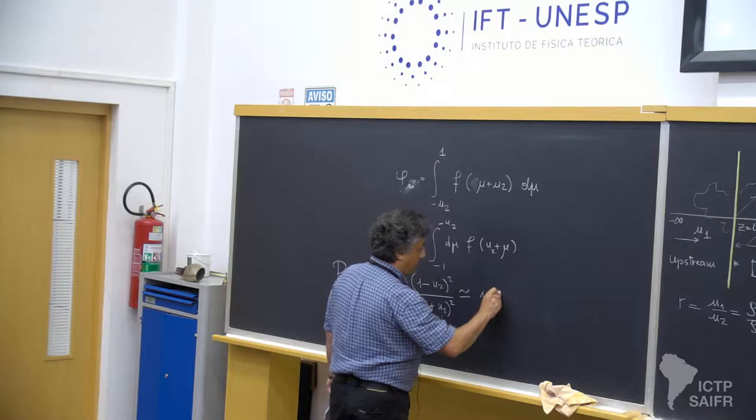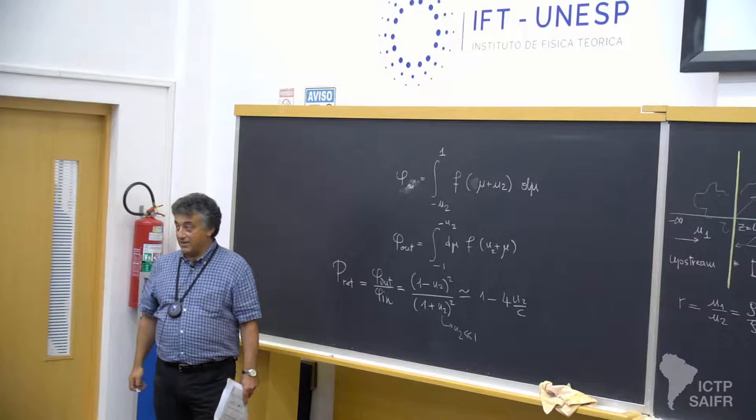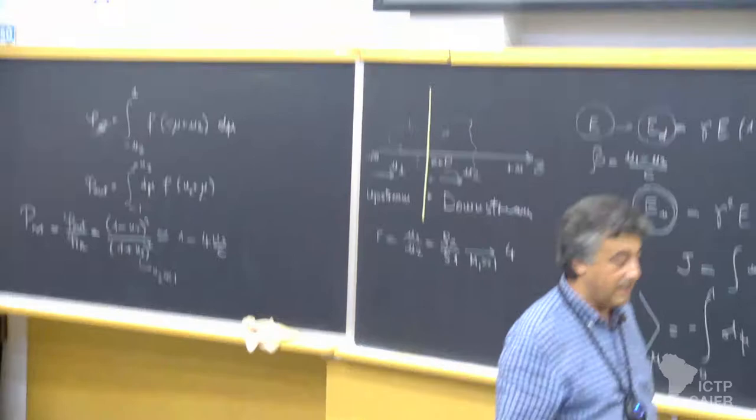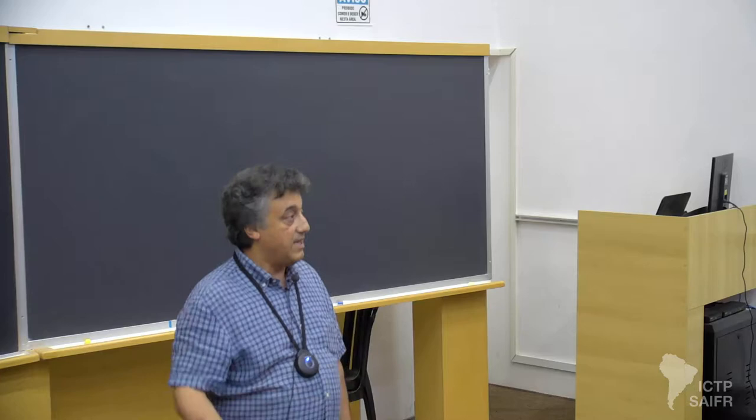I reinstated the c here just to keep in mind that u2 is the velocity with respect to c. So 1 minus 4 u2 over c. What does it mean? Well, let's put in the velocity of a shock wave for a supernova, for instance. That's a few percent. So it means that the probability of returning to the shock for a normal shock is, say, 95 or 96%. So for typical velocities of a shock, most of the particles actually go back to the shock wave. It's good news, because you want the particles to go back and back and back many times before they are lost.